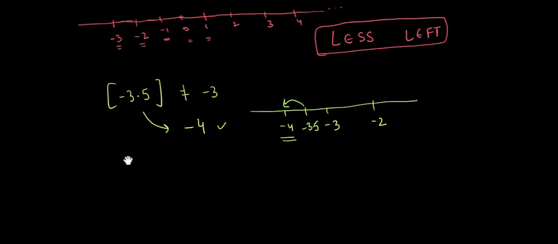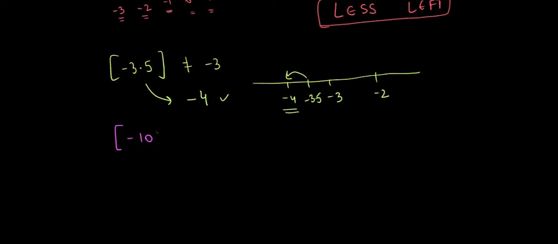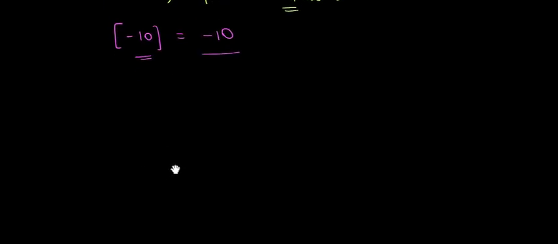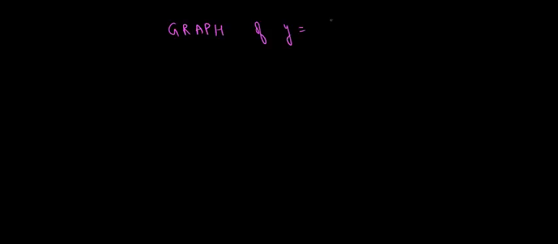Alright, the greatest integer of -10. Well, -10 is itself an integer. And for integers, the greatest integer function does absolutely nothing. So the greatest integer of -10 will still be -10. Okay, so now that we have seen how the function behaves for both the positive and negative values, let's try to draw the graph of the function. Let's try to draw the graph of y equals greatest integer function of x.